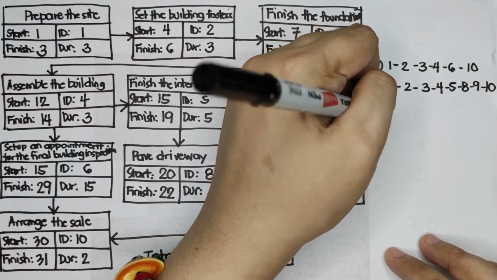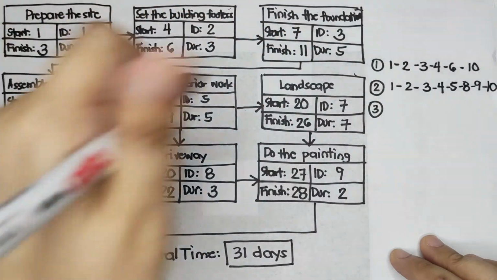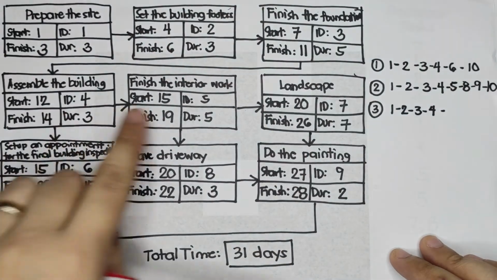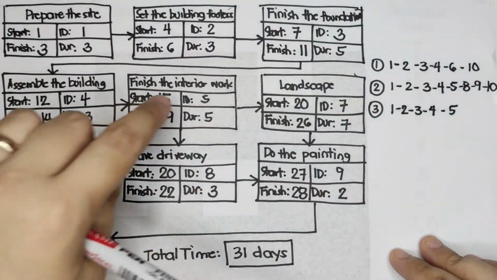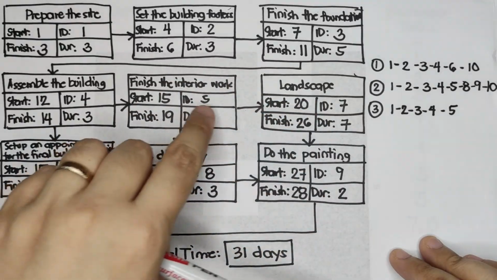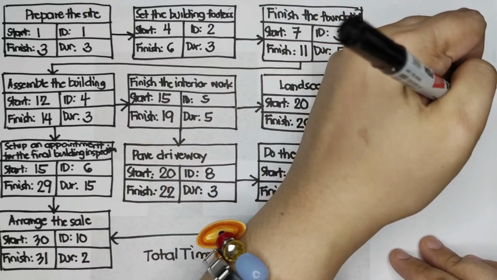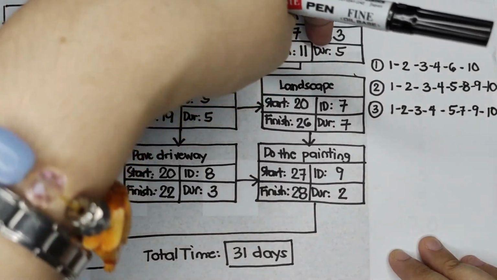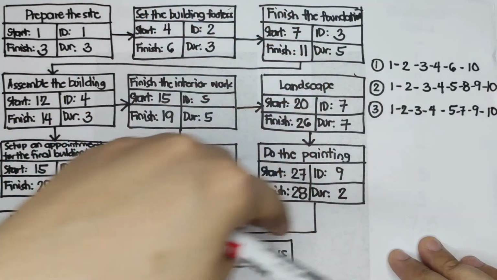Okay, let's identify the third path. Actually, we can copy from 1 to 1, 2, 3, 4 because it's already the same. 1, 2, 3, 4, and then also 5. Again, since we'd already traversed this path, the only remaining path is this one. So we have 5, 7, and then 9, and then 10. Okay, again, 1, 2, 3, 4, 5, 7, 9, and 10.